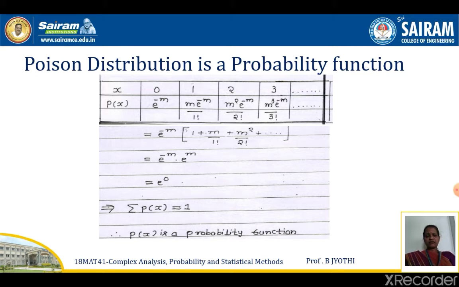The e power minus m, let it be as it is, and the bracket is nothing but an exponential series in m. So if we replace x with m, it is going to be e to the power m. But here we have e to the power minus m and e to the power plus m, and since the bases are the same, the powers get added, and m and minus m give us 0. Anything to the power 0 is 1, and therefore the sum of p of x is 1. Hence it is a probability function.